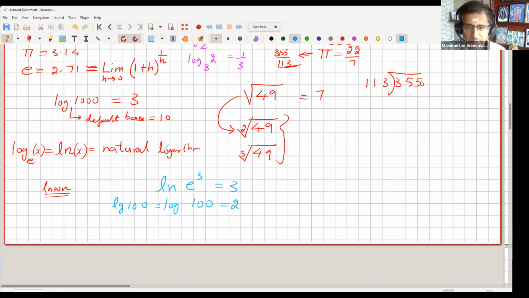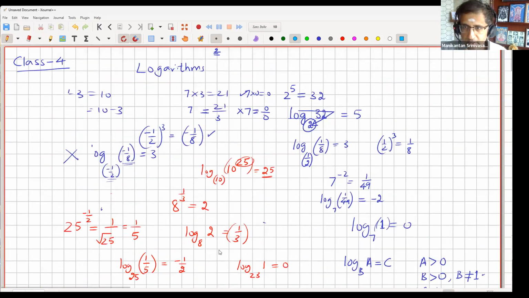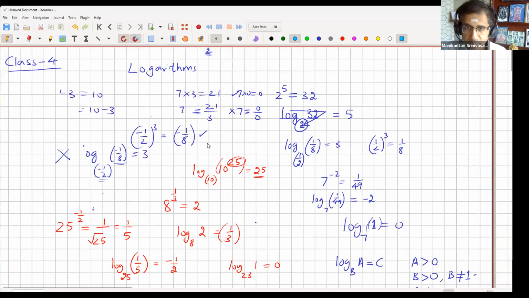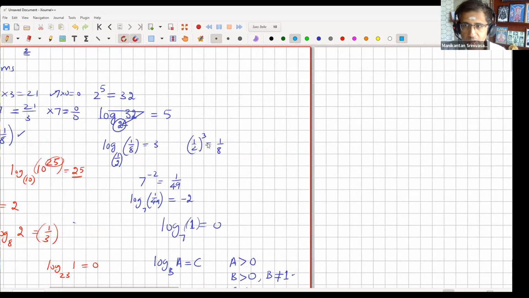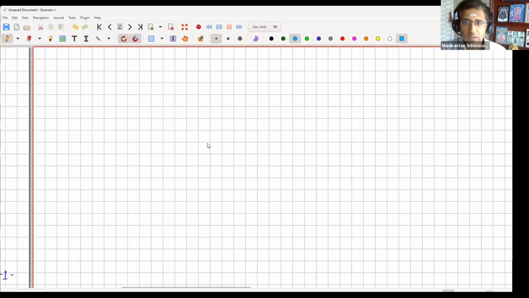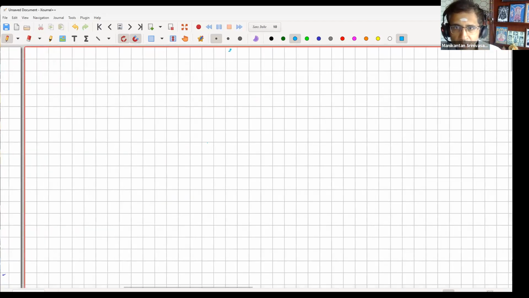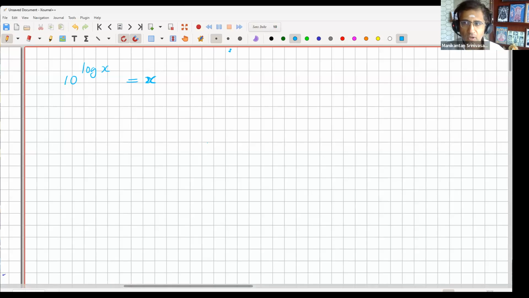Now one last important thing. Let me just go up here. 10 power log x is back to x. So what does this mean? If someone says 10 power log x, it's just a complicated way of saying x itself.